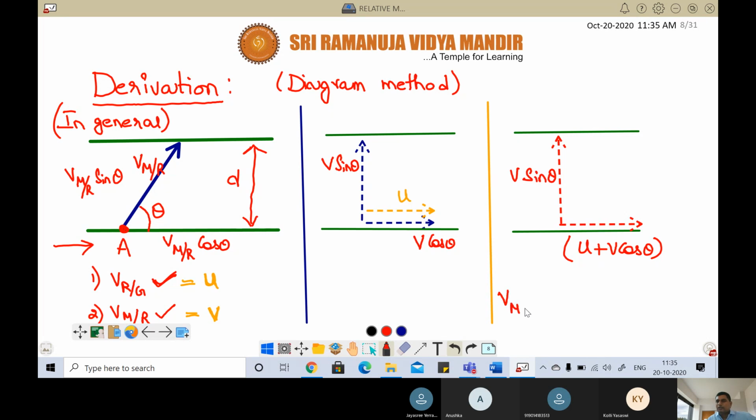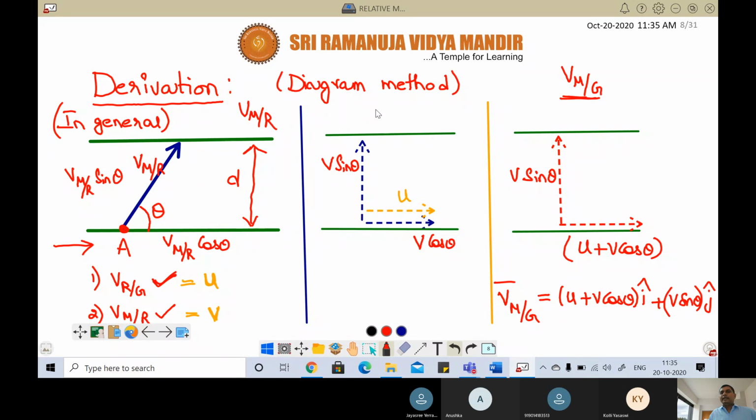Otherwise I can also write velocity of man with respect to ground in vector form as u plus v cos theta into i cap plus v sin theta into j cap. This is finally the velocity of man with respect to ground. This is velocity of man with respect to river. Here I combine velocity of man with respect to river plus velocity of river with respect to ground, which I got as velocity of man with respect to ground. In diagram form I combined.